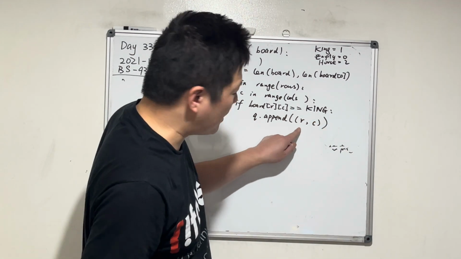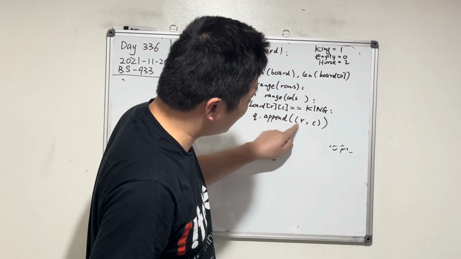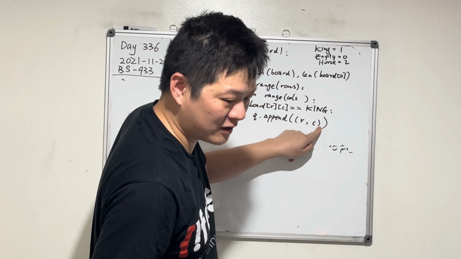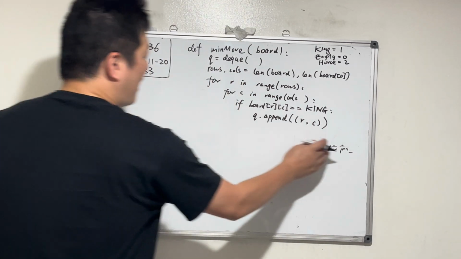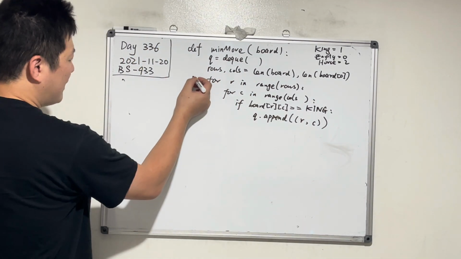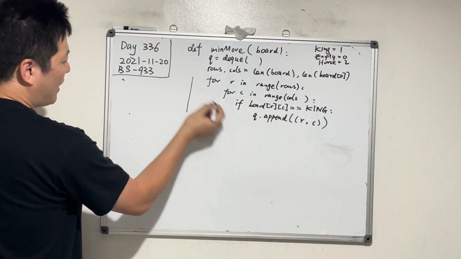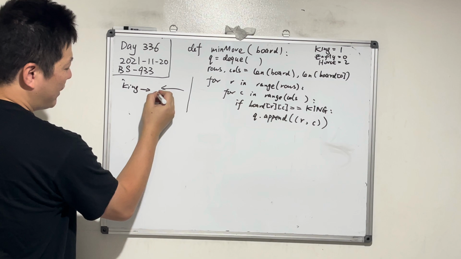Okay, look, we push two coordinates. What do you declare with these parentheses? It's called a tuple. Okay, now this is the initialization. We put the king into the queue.